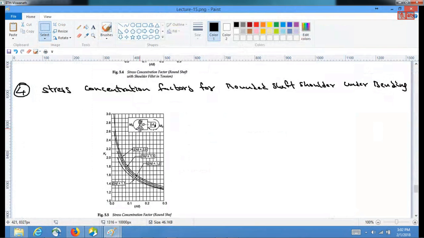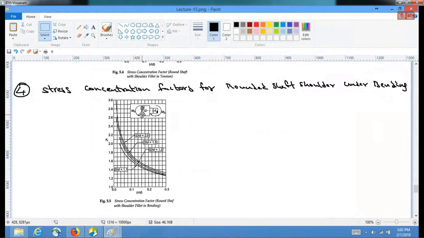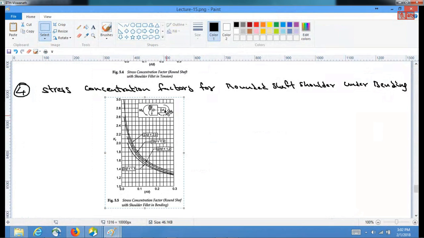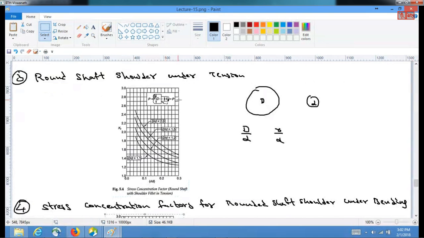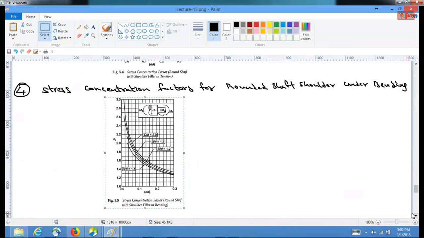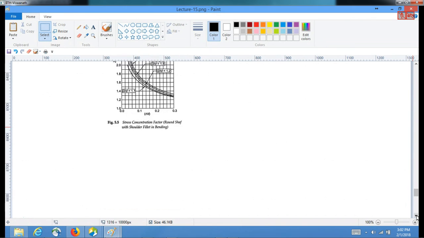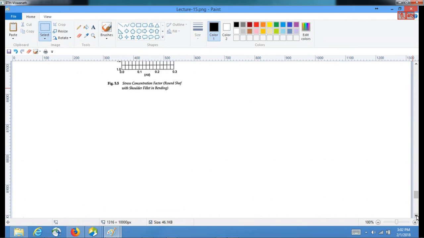Now you can see the difference between the above figure and this figure is that this loading is a bending loading MB, whereas in the previous figure the loading is P, which is axial tension. That is the difference between the two. Again, this is also based on D by d and R by d ratios. You look up these tables or charts and determine the corresponding KT for the given problem. Before we end today's class, we'll take up a couple of examples and demonstrate how to use it.